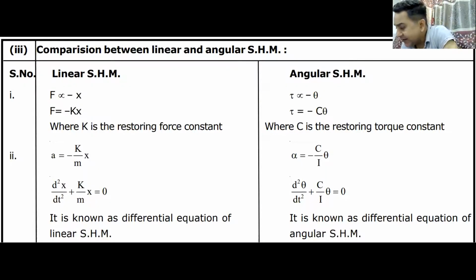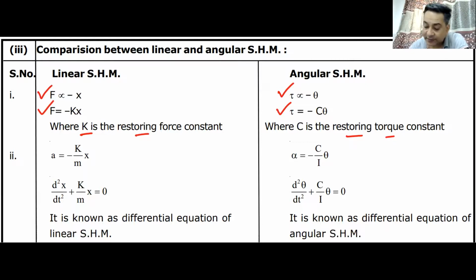Then again, we move on, and I will ask you to make this table between linear SHM and angular SHM. Everything will be tabulated here. For linear SHM, F is directly proportional to minus x. Here, torque is directly proportional to minus theta. F is equal to minus kx. Here, torque is equal to minus c theta. K is known as the restoring force constant. You can call it restoring torque constant. Acceleration becomes minus k by m x. Here, alpha becomes minus c by I theta.